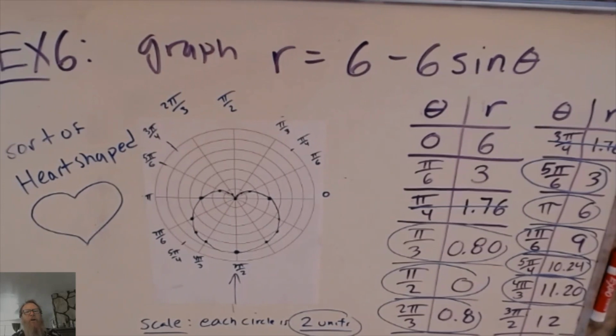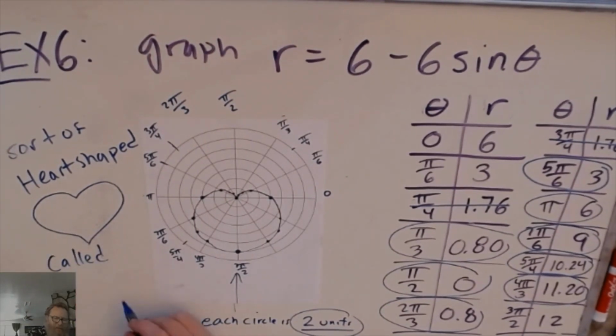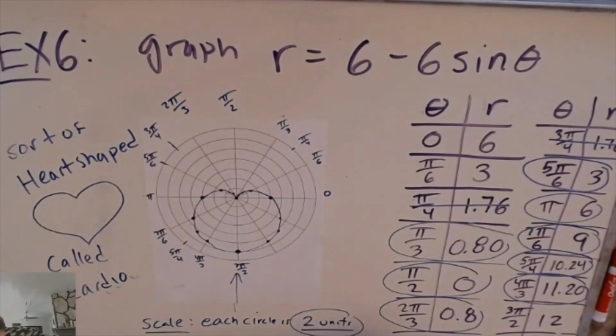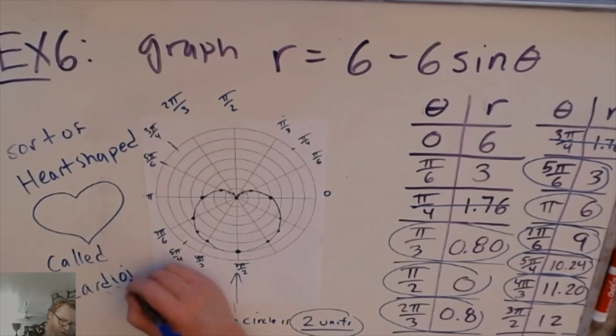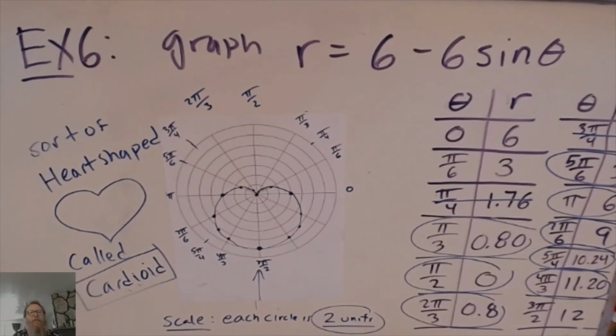So it's sort of heart-shaped. And so we have a name for this. It's called a cardioid. Make sure I spell it right. Yeah, it's got double I's. O-I-O-I. So this shape is called a cardioid.